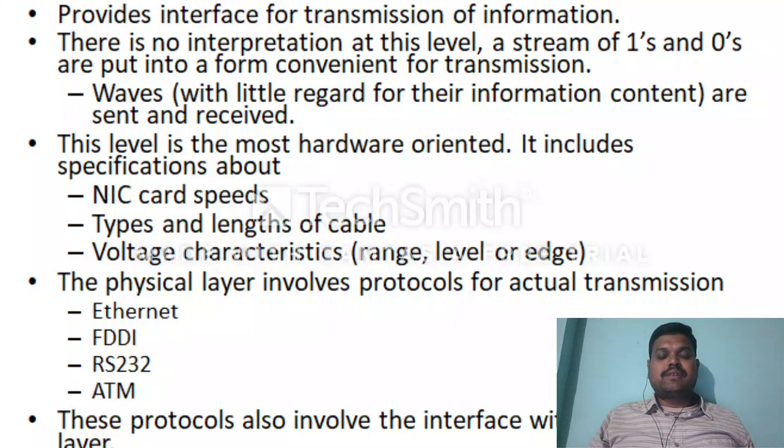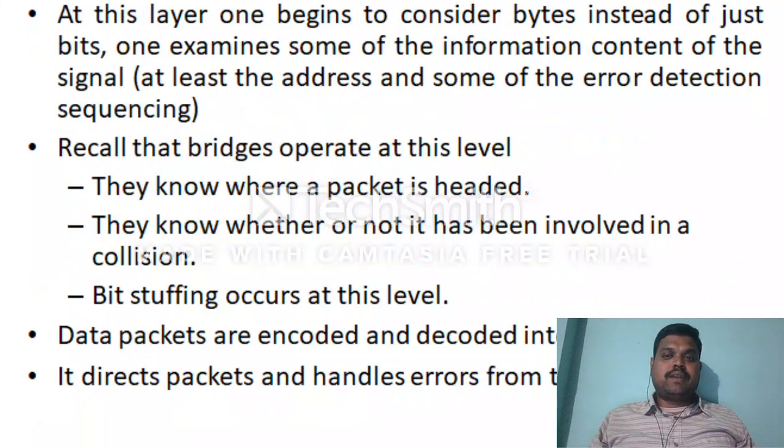It can be an electrical signal, magnetic signal, or wireless radio signals. This level is mostly hardware oriented, and it is implemented as a network interface card. It covers the types and lengths of cable and voltage characteristics, and it has a set of specific protocols for actual transmission, for example Ethernet, FDDI (Fiber Distributed Data Interface), RS-232, and ATM. This physical layer will provide service for the next upper layer, that is the data link layer.